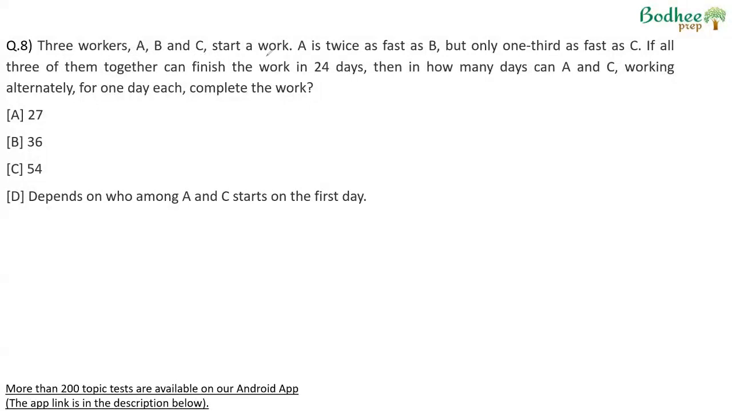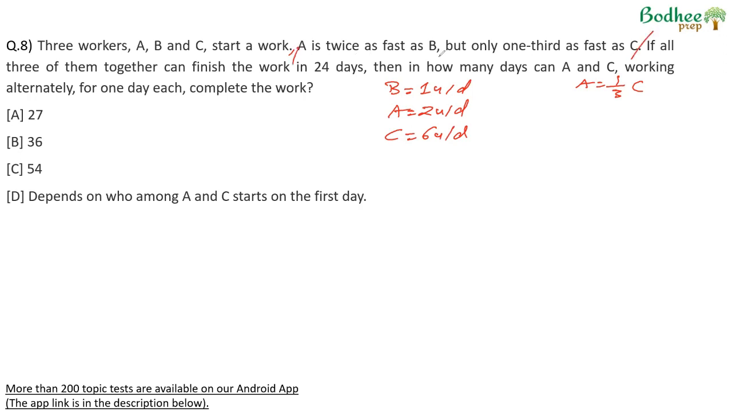Three workers A, B, and C start a work. A is twice as fast as B, but only 1/3 as fast as C. Therefore, the efficiency of A will be twice of B and 1/3 of C. So what we can do is say let B be doing 1 unit per day. A is doing twice of that, so 2 units per day. And A is 1/3 of C. So if A is 2, C will be doing 6 units per day.